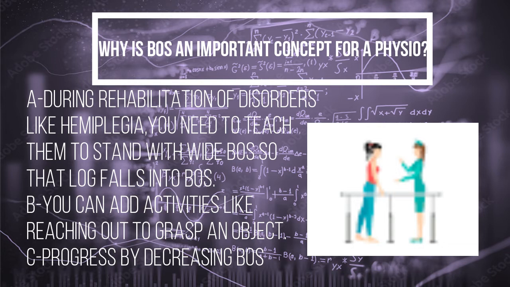You may add activities like reaching out to take a ball from therapist's hand. Keep in mind that in hemiplegia or other imbalance cases, interventions are given based on type of balance affected: static, dynamic, anticipatory, or reactive. We'll discuss these balance types, assessment of each, and intervention in another video in detail.